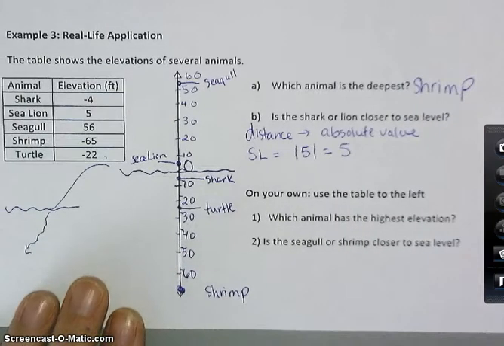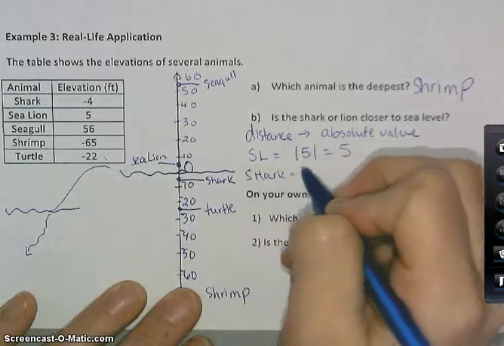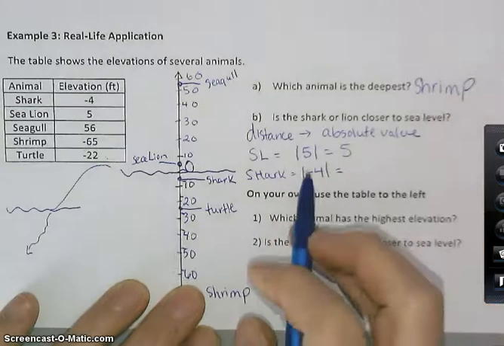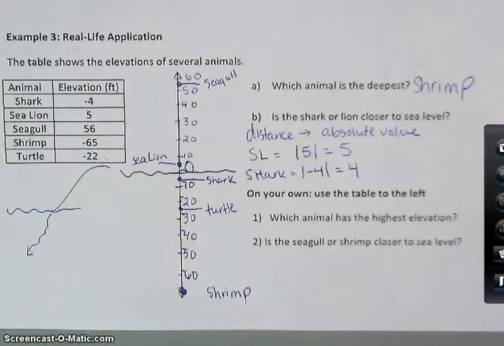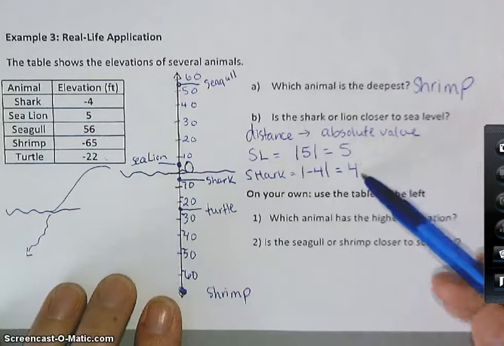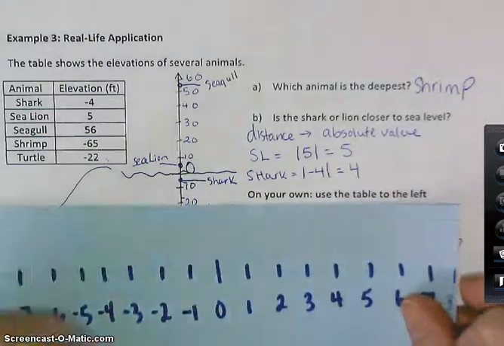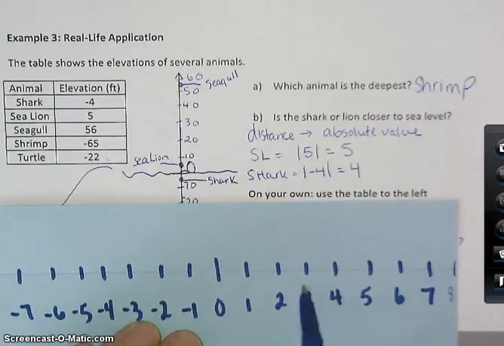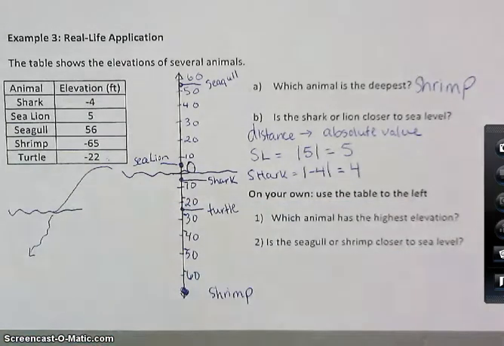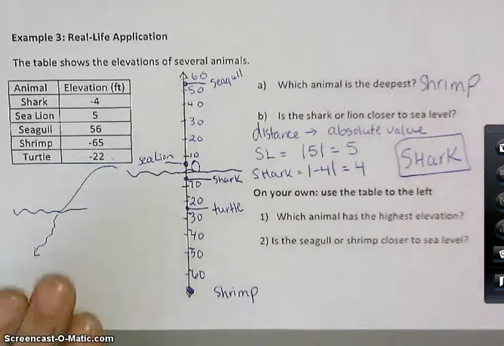And then I'm looking at my shark. He is at negative 4. So I need to find out, what's his distance from 0? Well, the absolute value of negative 4 is just 4. So the question is, is the shark or the sea lion closer to sea level? Well, looking at 5 and 4, which one is closest to 0? If you get a little confused on that, you just go to your number line and you go, here's 5 and here's 4. 4 is closest to 0. So he is going to be closest to sea level. So that is our shark, closest to sea level.